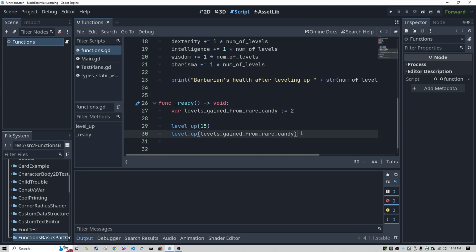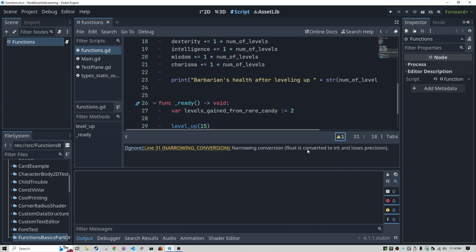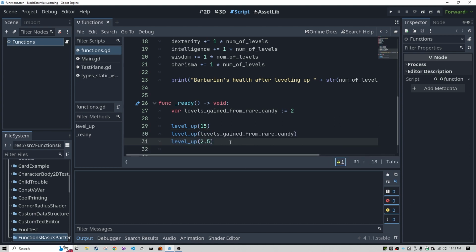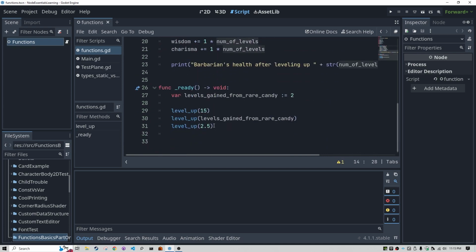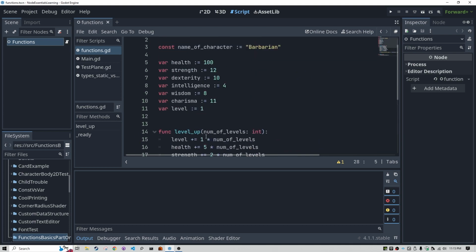Now watch what happens if I try to pass it a float. Level up, let's say level up 2.5 times, okay? Now, it's not going to yell at me here, but it is going to give me a warning and say narrowing conversion, float is converted to int, loses precision. So it is trying to help you out and say, hey, you told me you were supposed to give me an int, and you're not giving me an integer here, so are you sure you want to do that, right? So that's something to think about. So that is how we add parameters, also known as arguments, to our functions. And in the next part, we'll see a practical use of this in our RPG game.